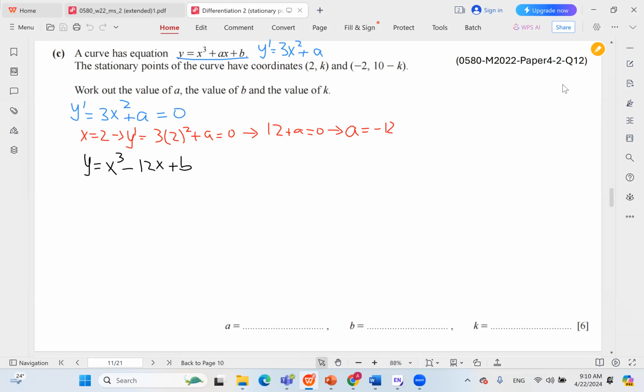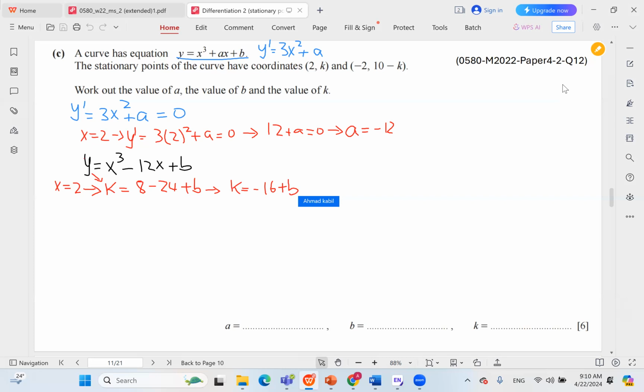So we can first plug x equals 2 into the original equation. Let's write k first, because y is equal to k. So k equals 8 minus 24 plus b. 8 minus 24 is negative 16. So k equals negative 16 plus b.